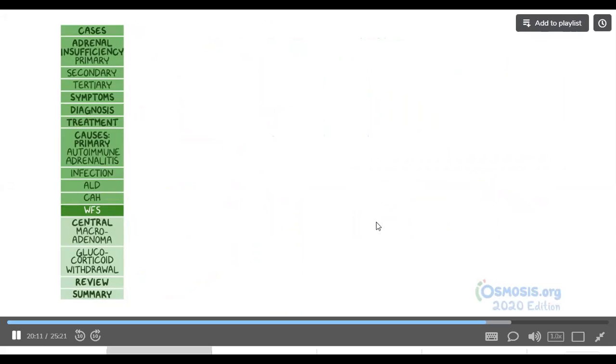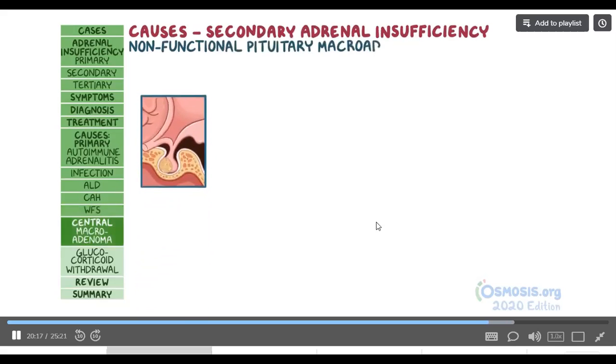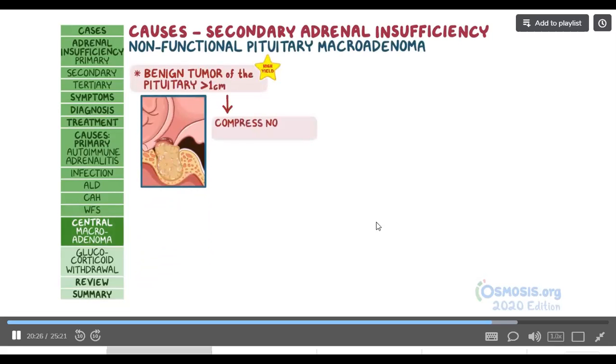Okay, let's look at the causes of secondary adrenal insufficiency. The most common is a non-functional pituitary macroadenoma. This type of adenoma is a benign tumor of the pituitary greater than 1 centimeter. If the tumor is large enough, it can compress the normal pituitary tissue. So, in time, some or all of the pituitary hormones become deficient, which is called hypopituitarism.